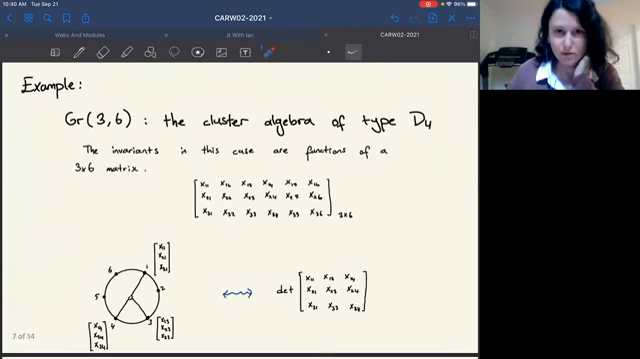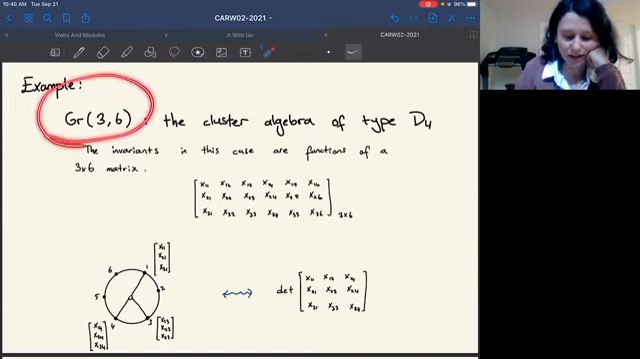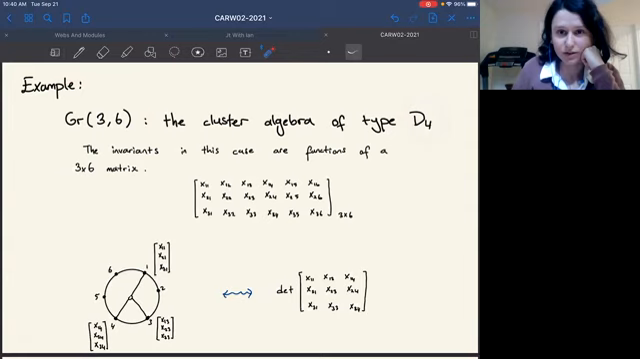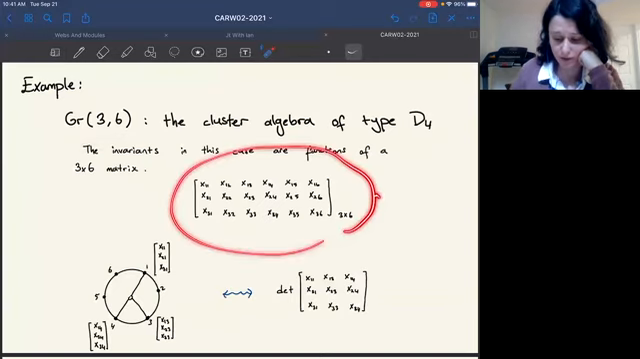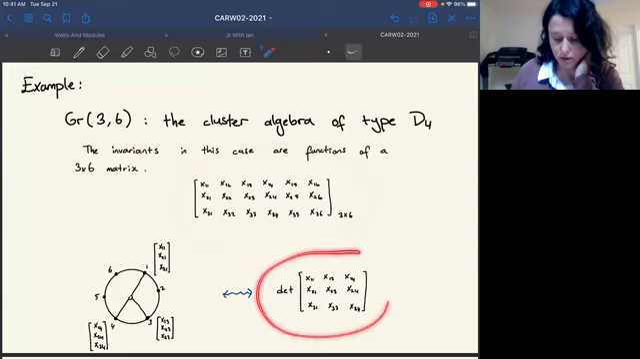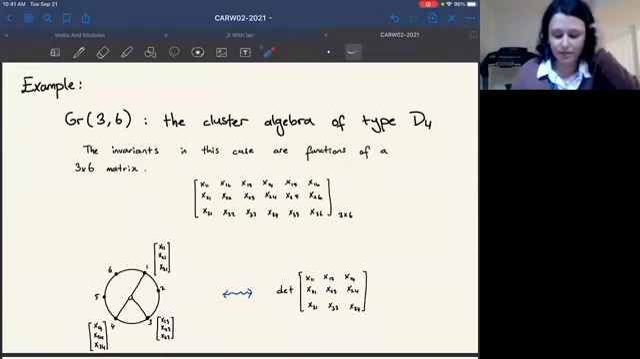So let's talk about one explicit example: the Grassmannian 3-6. The cluster algebra in this case is type D4, so it's of finite type. The invariants in this case are functions of a 3 by 6 matrix. We have the minors of this matrix, which are the invariants, basically the determinants. And how does a tensor diagram or a web represent an invariant?